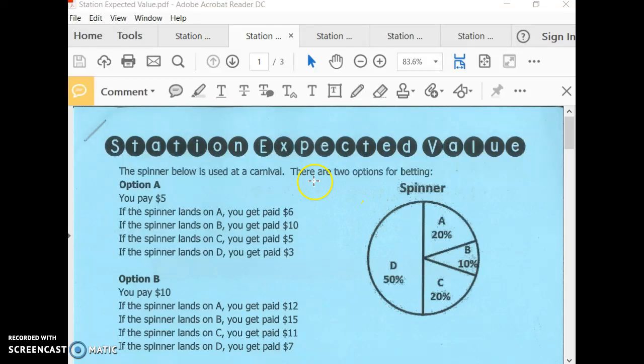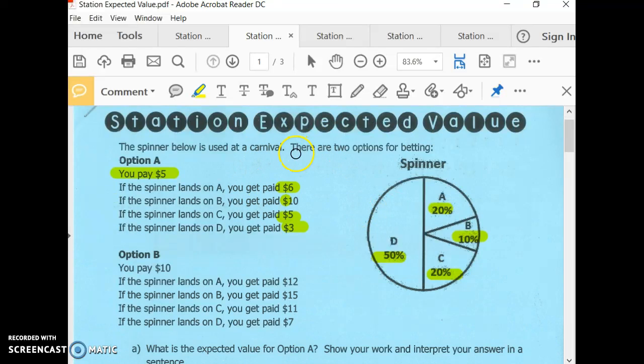Okay, guys, we're going to talk about expected value. Okay, so here we are with expected value stuff. I just want to highlight, if I pay $5, I'm going to have these options. When you're talking about expected value, you're talking about the probabilities times how much money you're going to get. So there's two ways to handle this.